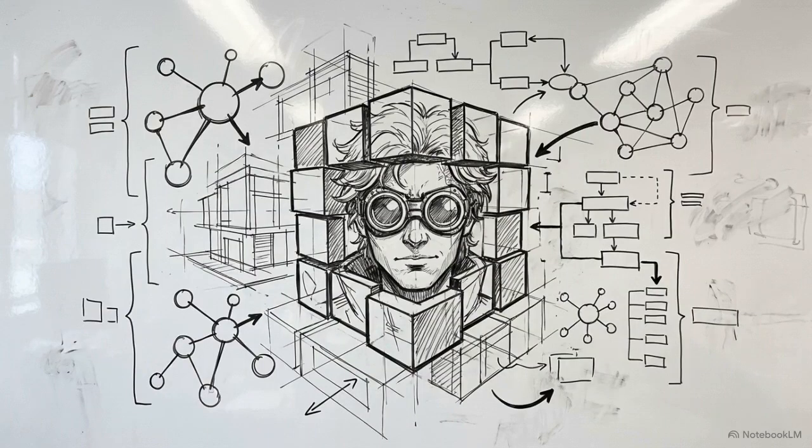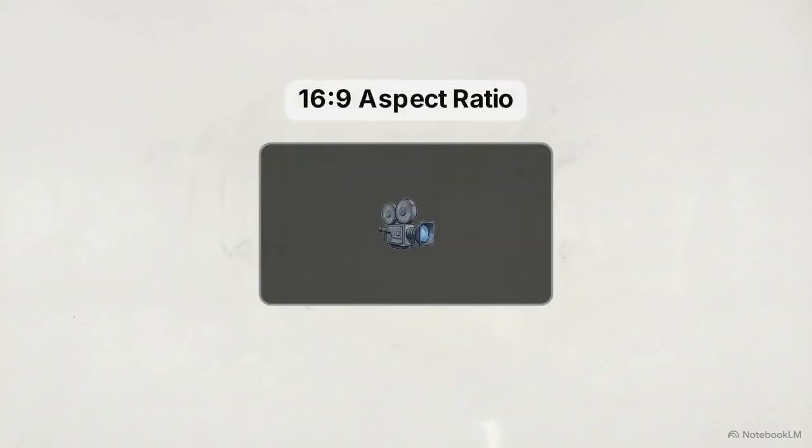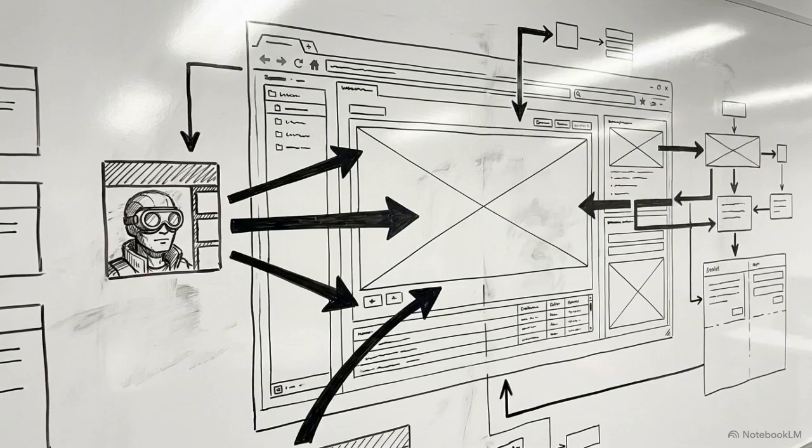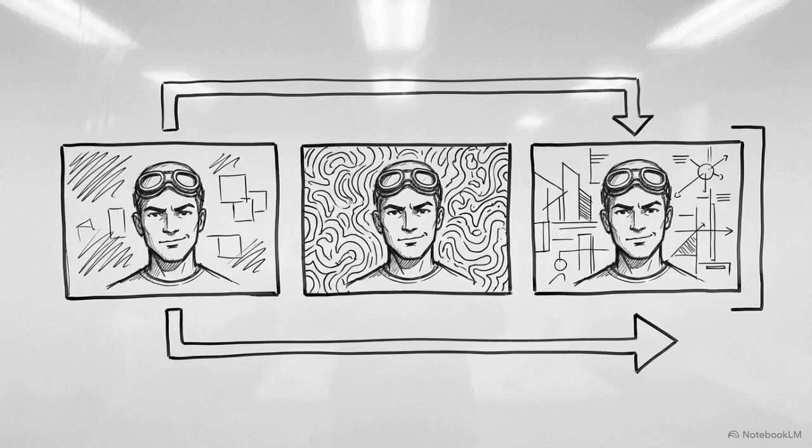To fix this, we open an image generator and create a static frame. Set your aspect ratio to 16:9 for standard horizontal video or 9:16 for vertical shorts, and generate your character. That high-quality static image becomes the mandatory anchor. It gives the video model a strict visual reference to follow, keeping your character looking consistent throughout the entire scene.